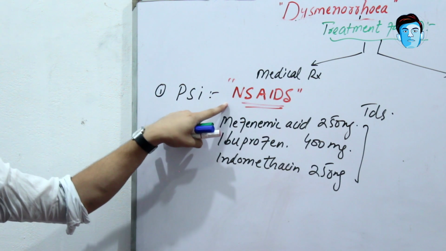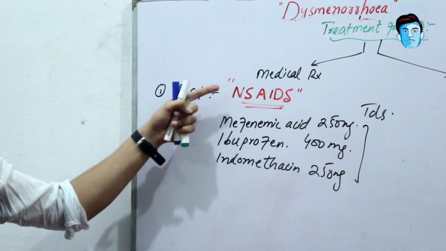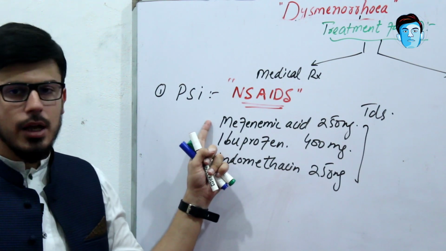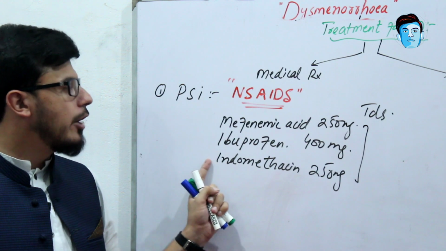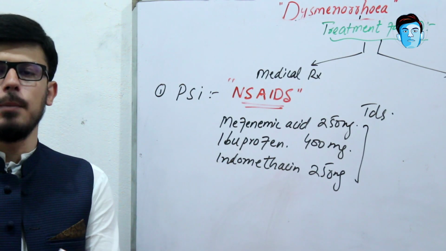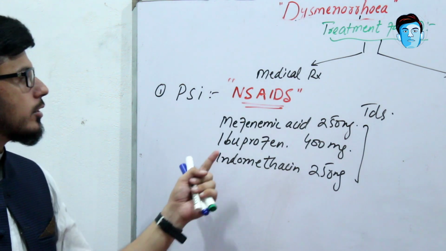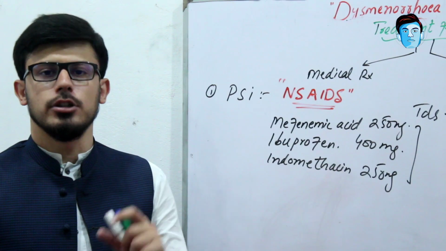Usually you have to give the patient NSAIDs, that is non-steroidal anti-inflammatory drugs. Out of NSAIDs, you have to give mefenamic acid to the patient. You have an option of ibuprofen and indomethacin as well. The dose for mefenamic acid and indomethacin is the same, that is 250 mg, while for ibuprofen it is 400 mg, and it is usually recommended for 3 days.